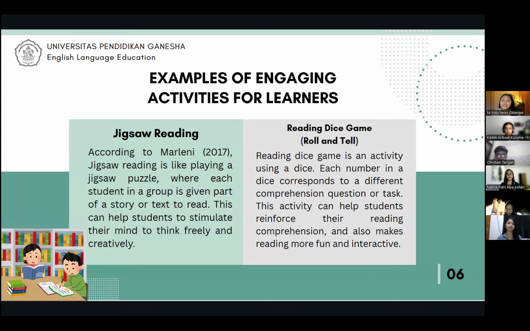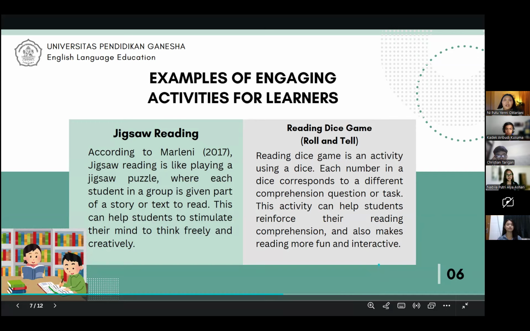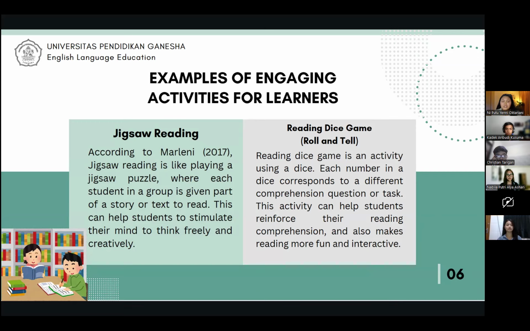I'm Yuni Oktariani, and now I will continue to explain about examples of engaging activities for learners related to teaching a reading skill. The first one is jigsaw reading. According to Marleni 2017, jigsaw reading is like playing a jigsaw puzzle where each student in a group is given a different part of the story or the text that they must read. And here, students must comprehend the text in order to explain it to their friends in another group. This can help students to stimulate their minds to think freely and also act creatively.